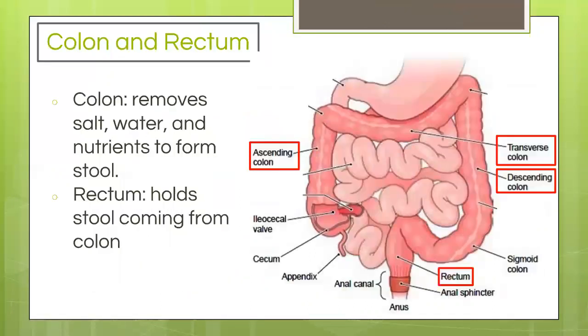Okay. So the main responsibilities of the colon, which is the ascending, transverse, and descending portions of our large intestine, is to remove salts, water, and nutrients to form stool. Now, just keep in mind that even though it is still absorbing water out of the fecal matter, the jejunum is still the main site of absorption. So the majority of your water is still going to be absorbed from your jejunum. And then your rectum, the last part of your large intestine, is going to hold the stool coming from the colon before it is released out of the anus.